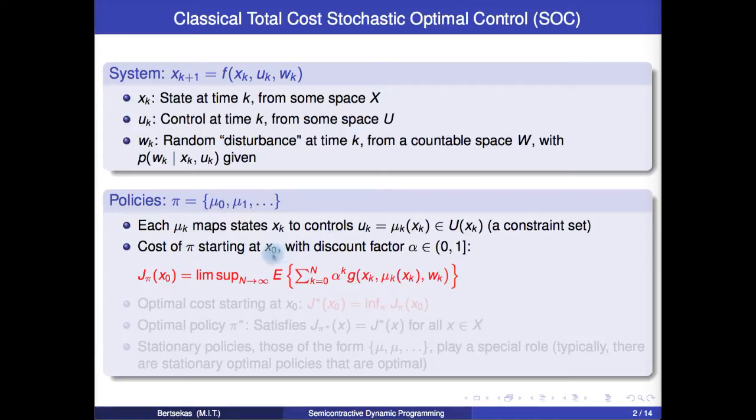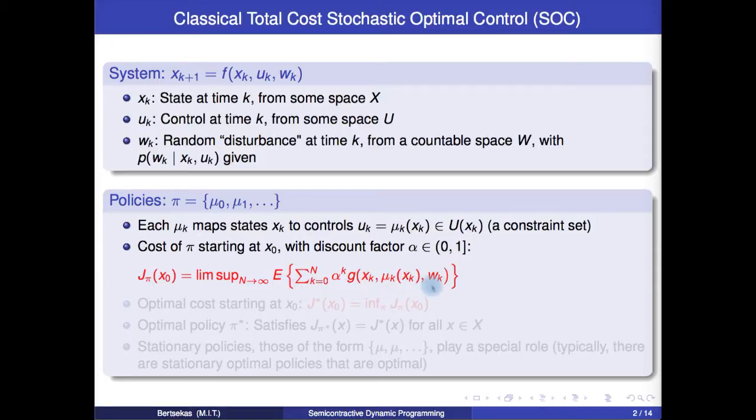Now, given a policy and an initial state, we have a cost for each stage, and the sum of the costs over n stages is given by this expression. Here is the sum of the cost of the stages, but discounted with a discount factor that may be strictly less than 1 or may be equal to 1 in the undiscounted case. Now, this sum over the n stages is a random variable because wk is a random variable, and to make it a real number, we take its expected value.